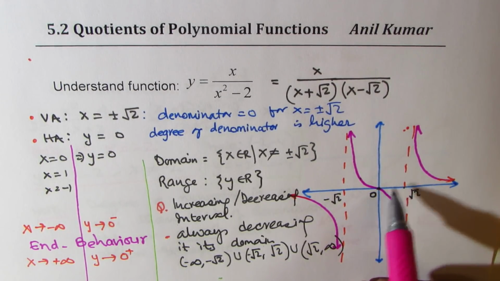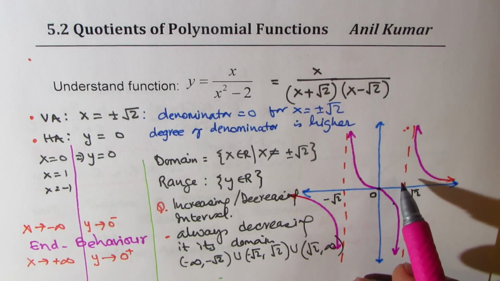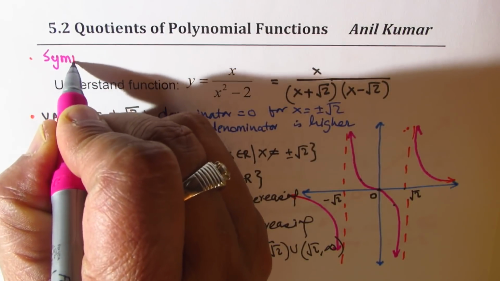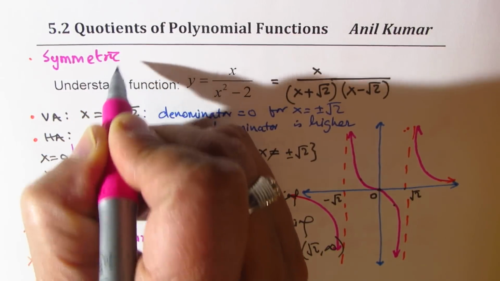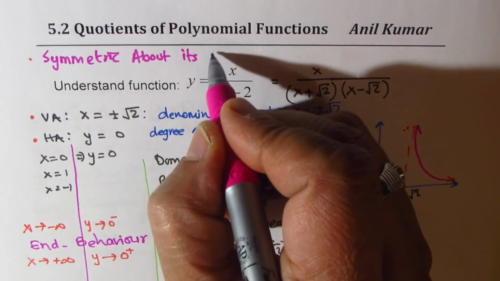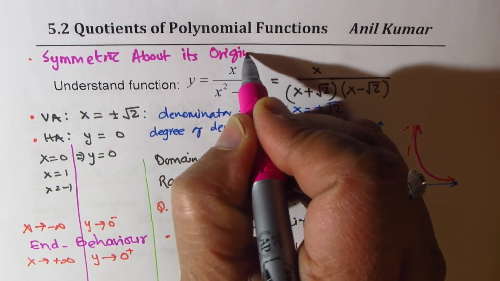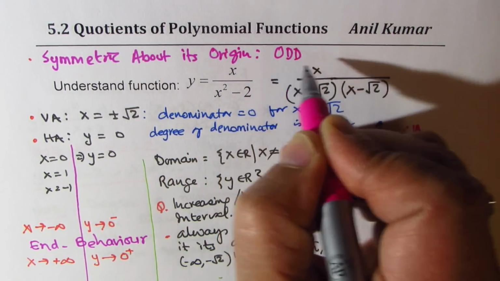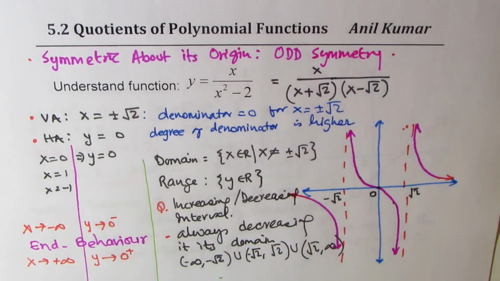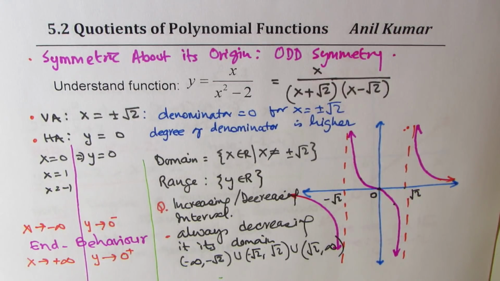So if you see from the origin, it is symmetric, right? So this particular function is symmetric about its origin, and this symmetry is called odd symmetry. Now this is extremely important. So not all functions have this kind of symmetry. 1 over x is one example, but here is another one for you. Okay.